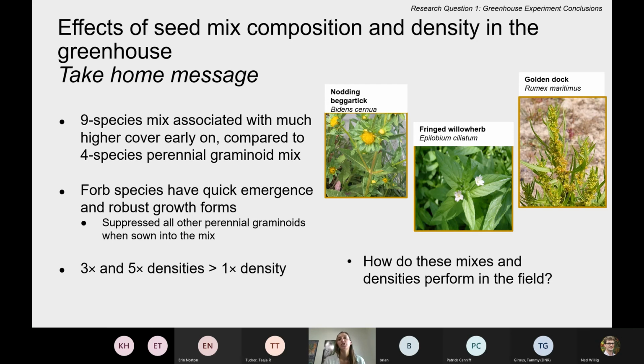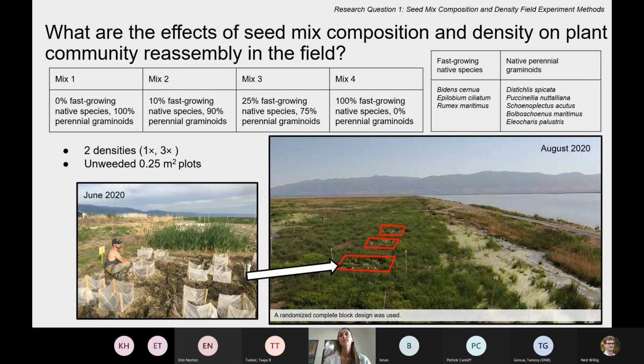This led us to our next question. Well, that's great that we examined this in the greenhouse, but how do these mixes and densities perform in the field? So last field season, we set out to look at 4 different mixes of native species across 2 different densities in these 1/4 meter squared plots.